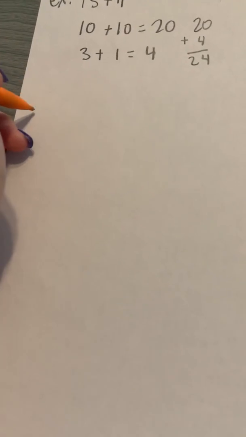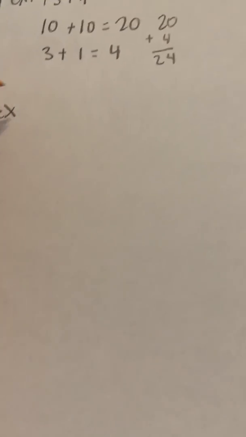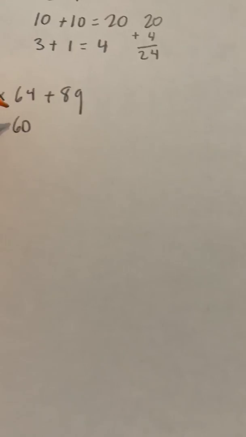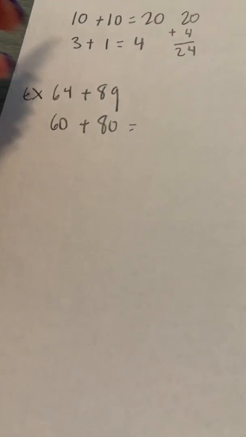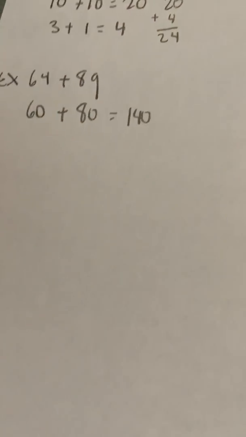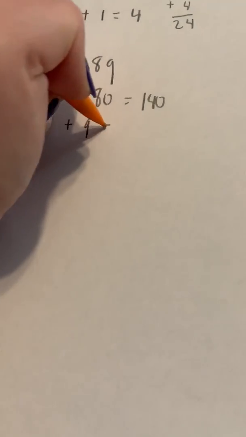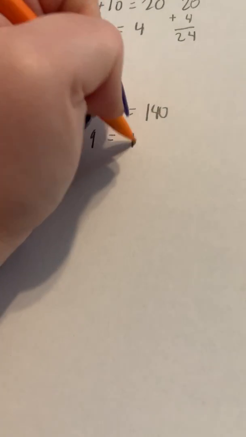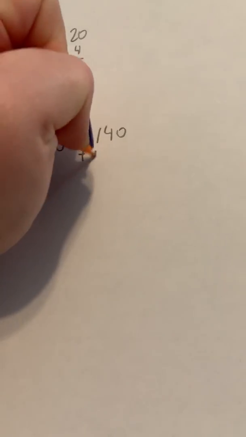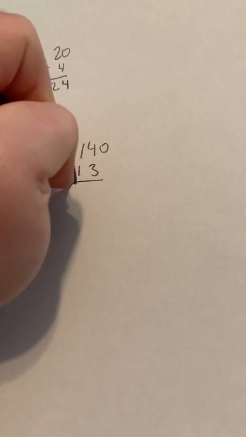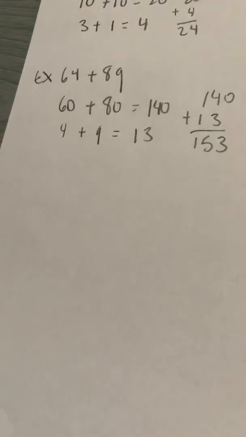So another example is going to be 64 plus 89. We're going to add the 60 out of the 64 plus the 80 out of the 89, and that is going to be 140. And then you add the 4 plus the 9 equals 13. So then we're going to add that together. So 140 plus 13 equals 153. And that's your answer for that one as well.